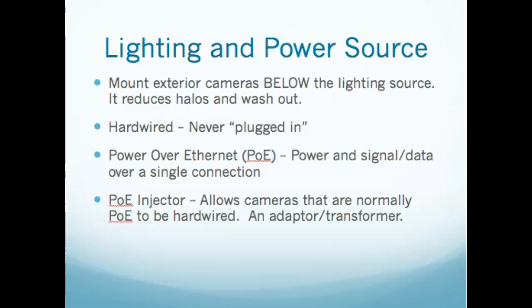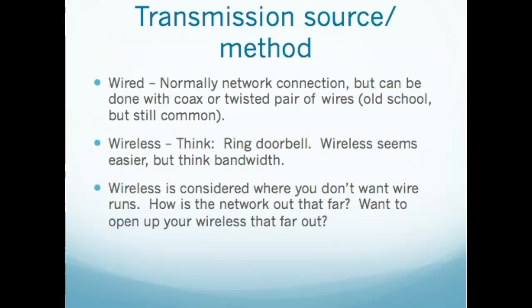So you can change a PoE camera, power over Ethernet camera, with an injector to one that you can hardwire. You should always hardwire and protect that wiring, and then mount those cameras below the light source to protect against washout and halos. So next you have to think about your transmission method, right? How are you going to get the signals from the camera back to wherever you're going to record it?